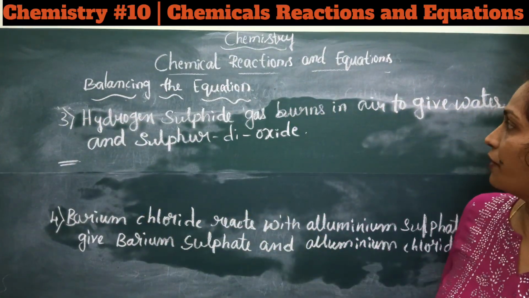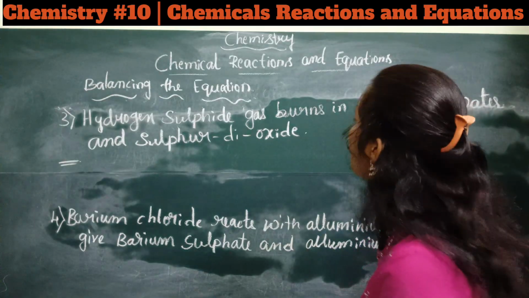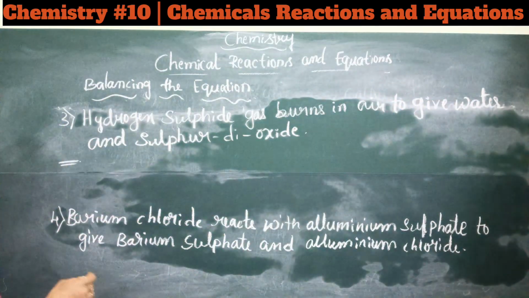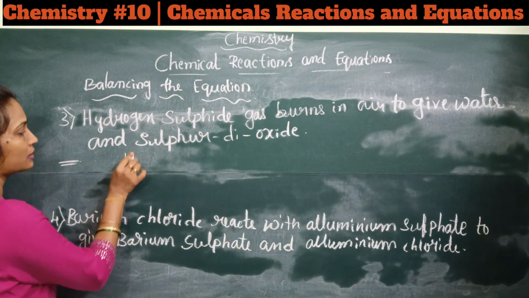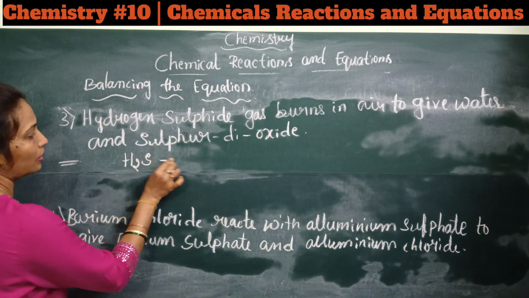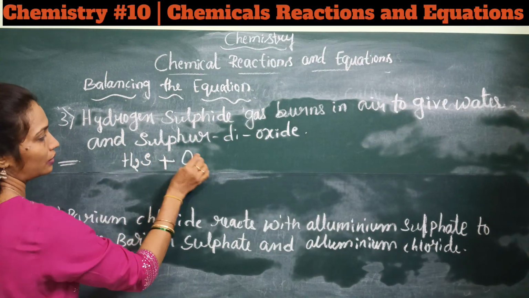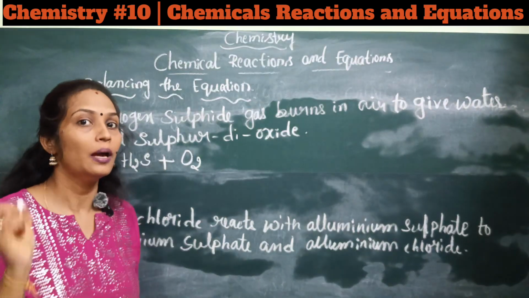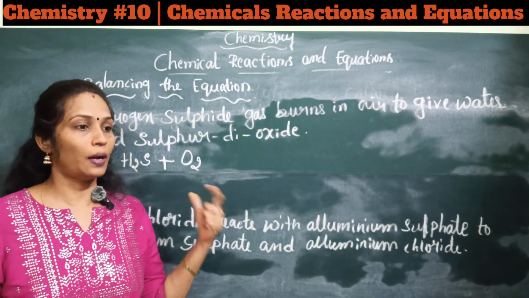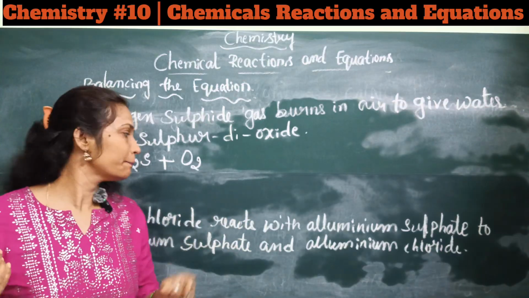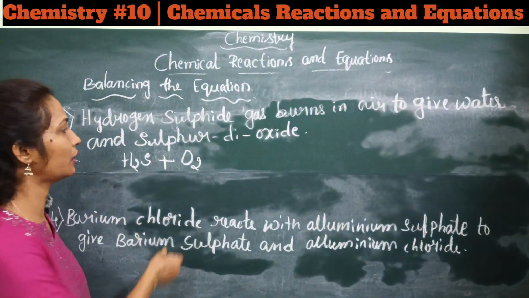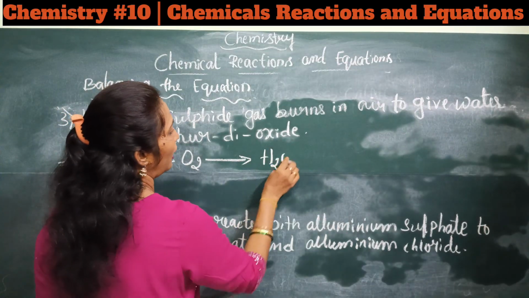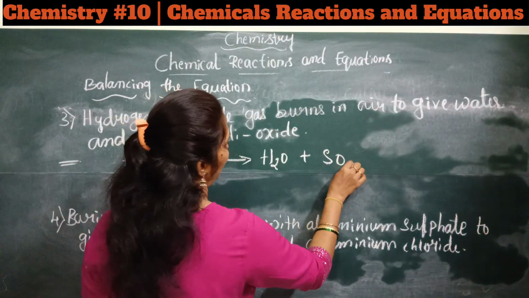When hydrogen sulfide gas burns in air, it gives water and sulfur dioxide. Take down: what is the formula for hydrogen sulfide, guys? H2S. Yes. When it burns in air, I told you combustion takes place only in the presence of oxygen. Burning, burns, combust, anything, if it comes, take down oxygen only. Then there is a formation of water and sulfur dioxide.